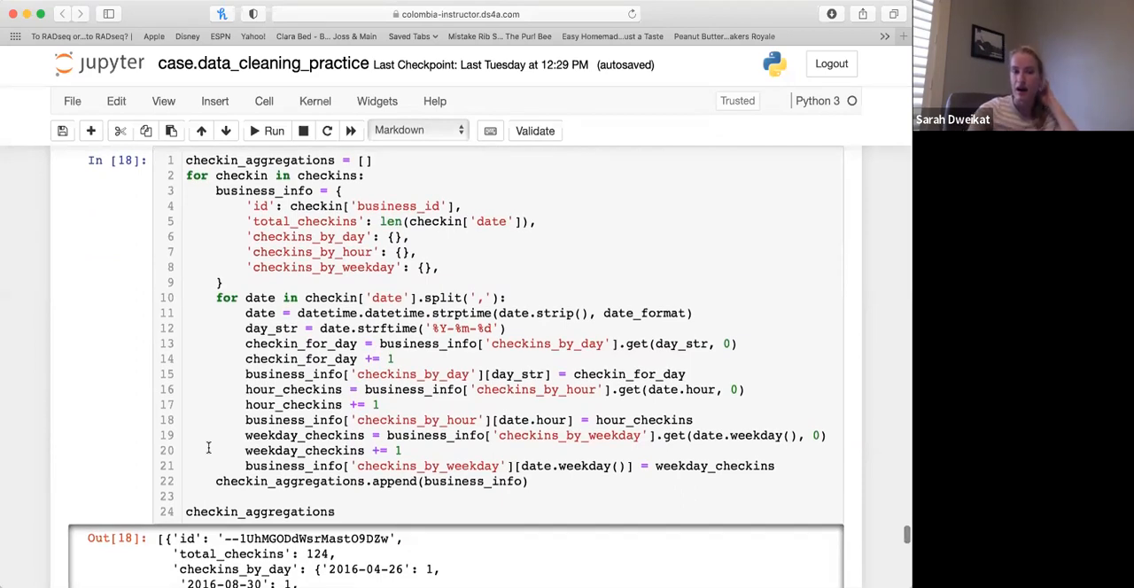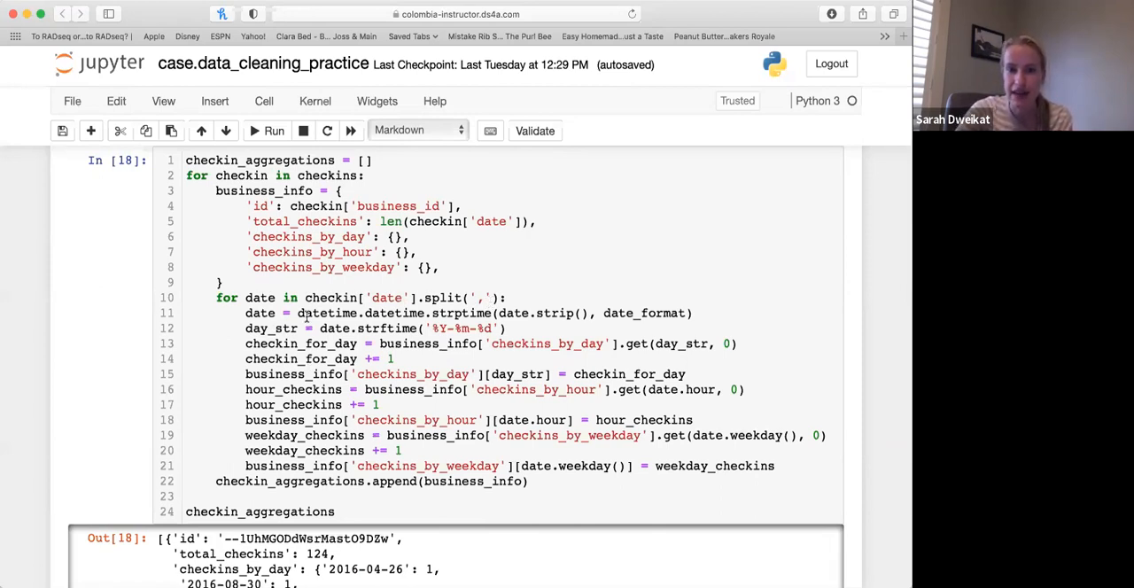So what we start with is another for loop. We say for date in our check-in date, and then we're splitting it by comma. What's kind of confusing here is that we have check-in and check-ins. So this is like for each check-in in our list of check-ins. Okay, so here when we say for date in check-in date, remember that's coming from up here. And we're going to split it by comma.